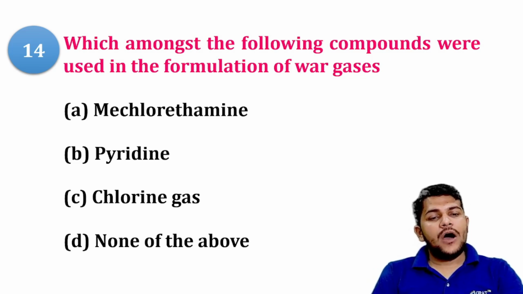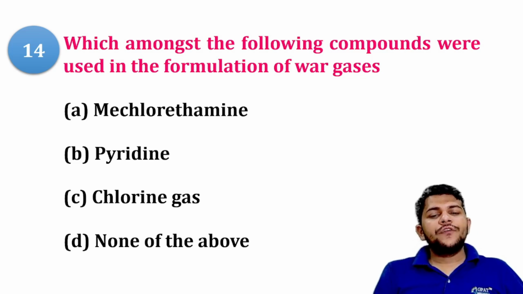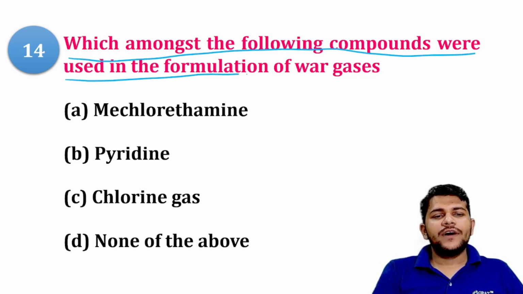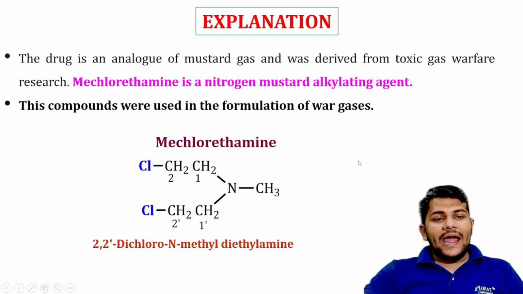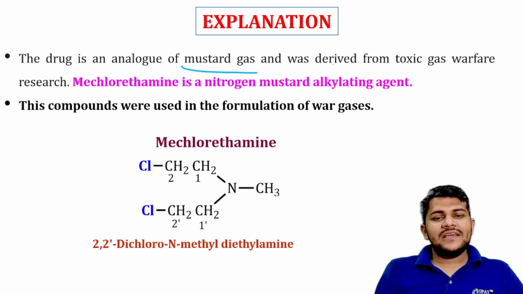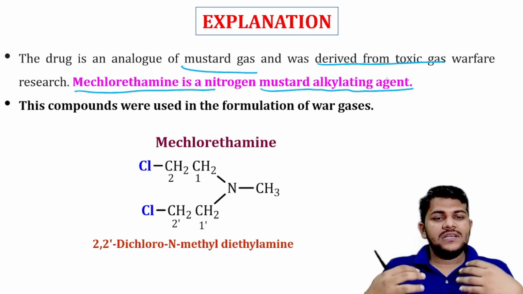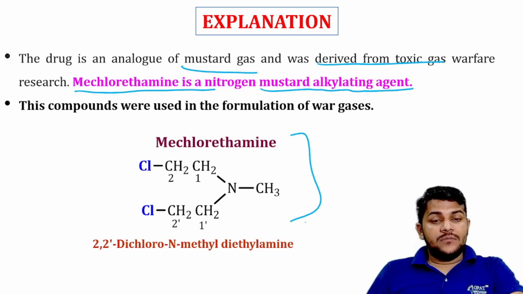Which among the following compounds were used in the formulation of the war gases? In the war gases, we basically use mechlorethamine. These are drugs that are analogs of mustard gas and are derived from toxic gas warfare research. Mechlorethamine is a nitrogen mustard alkylating agent, and this compound is used in the formulation of war gases. In mechlorethamine, you can see the typical structure showing the methylamine group and also having the two diethyl chloride groups.